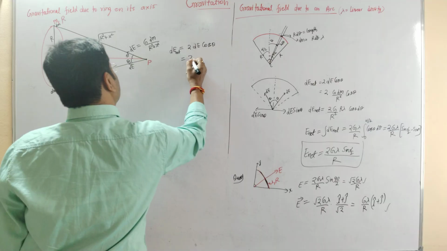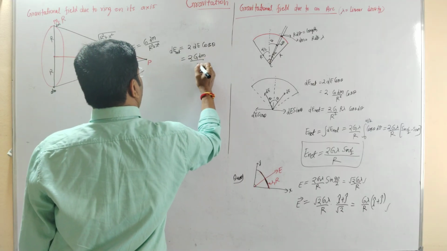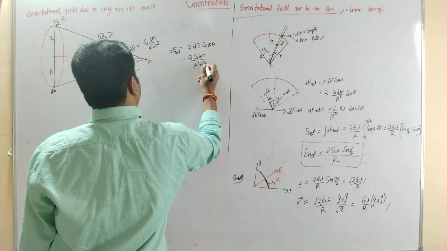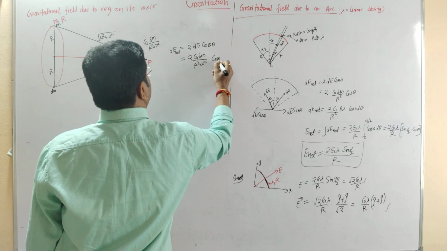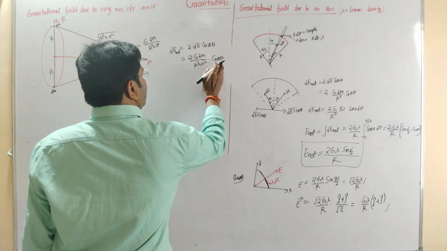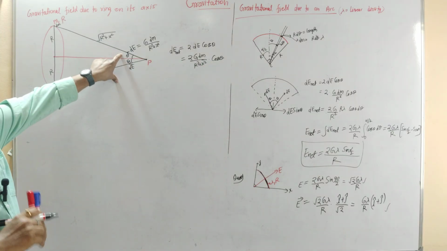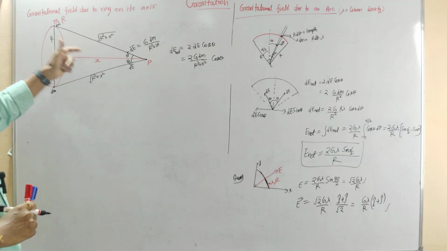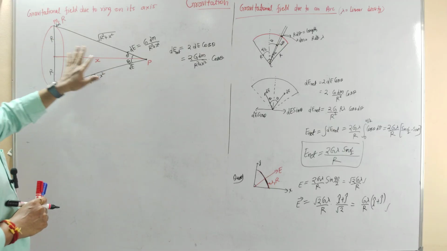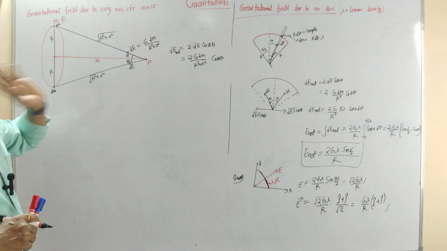I can write here 2 G into dm upon r square plus x square into cos theta. Now this is dE. Is cos theta variable or constant? Cos theta is constant here, theta is not changing. If you take any point on the ring, theta will be the same, this is just a cone. So theta will remain the same.